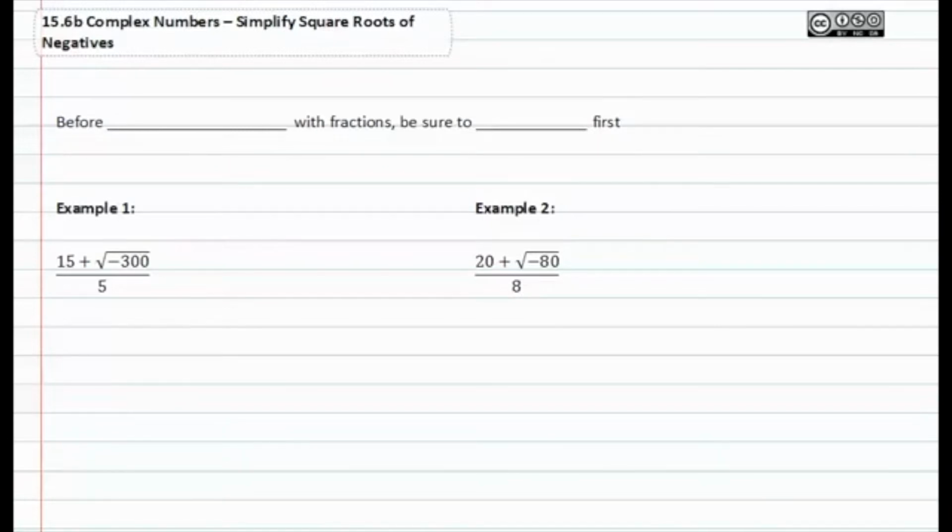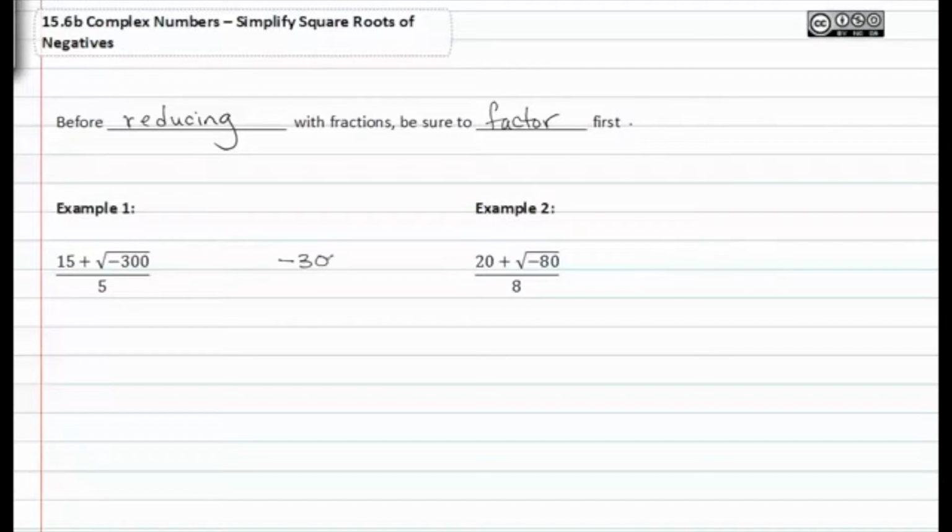When working with simplifying square roots of negatives, you always want to remember that before reducing with fractions, be sure to factor first. Let's look at example 1 to see what this all means.